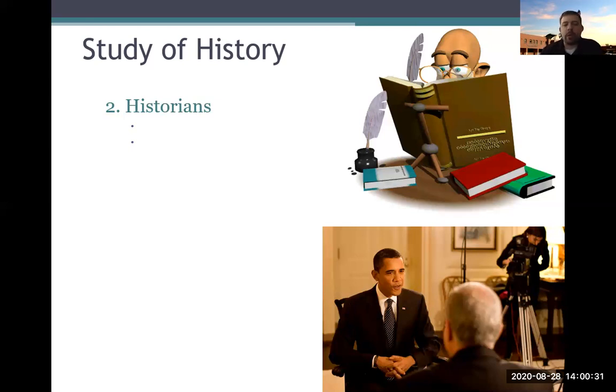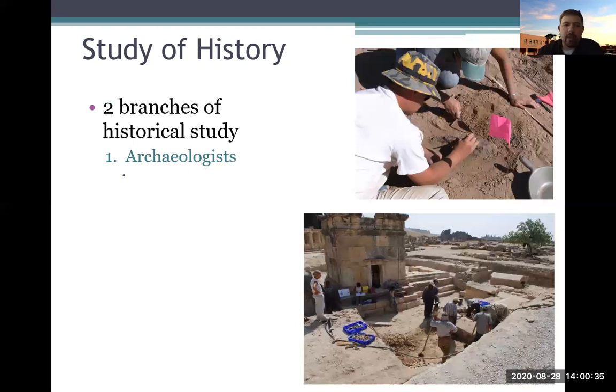So just a quick notes check, since this is our first couple of slides. You should have written down, there are two branches of historical study. One is archaeologists, and they find and study artifacts. If you didn't know what an artifact was, you should have put an extra little note there saying, hey, that's something that they can touch, something they can pick up and interact with.